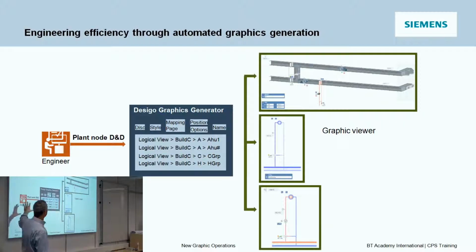It's really a drag and drop effort from the engineer. He takes a selection of plants, partial plants from his PX system, drags it into the graphic generator tool. Then he makes some decisions about what type of symbols he wants to use, maybe about what type of mapping variant page he wants to use, and then hits the generate button and waits a few seconds and then has a series of graphic pages.